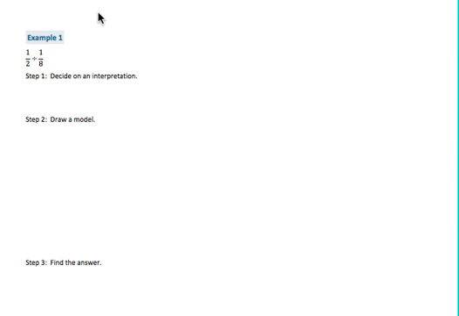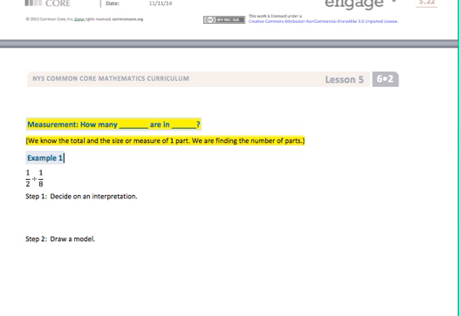So measurement division asks how many are in a total amount. Again, a measurement problem asks how many whatever are in a total number. We know the total and the size or measure of one part. We are finding the number of parts.